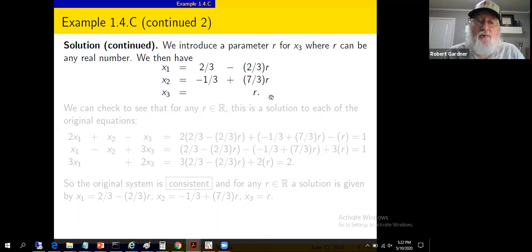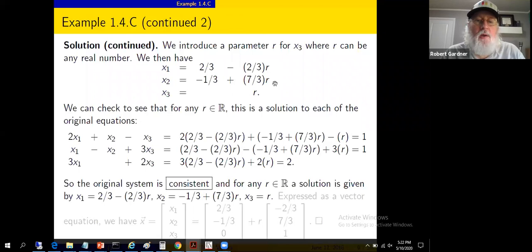But you'd have to agree, X1, X2, X3, they have to be in this form. What's a constraint on parameter R? Well, it could be anything, because we didn't have any constraints on X3, we don't have any constraints on R. Given X3 equals R, then X1 and X2 have to be of this form.